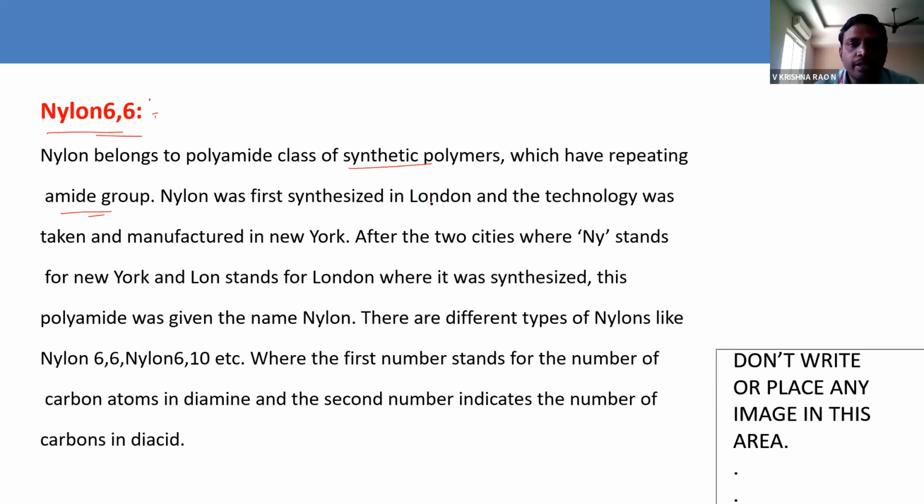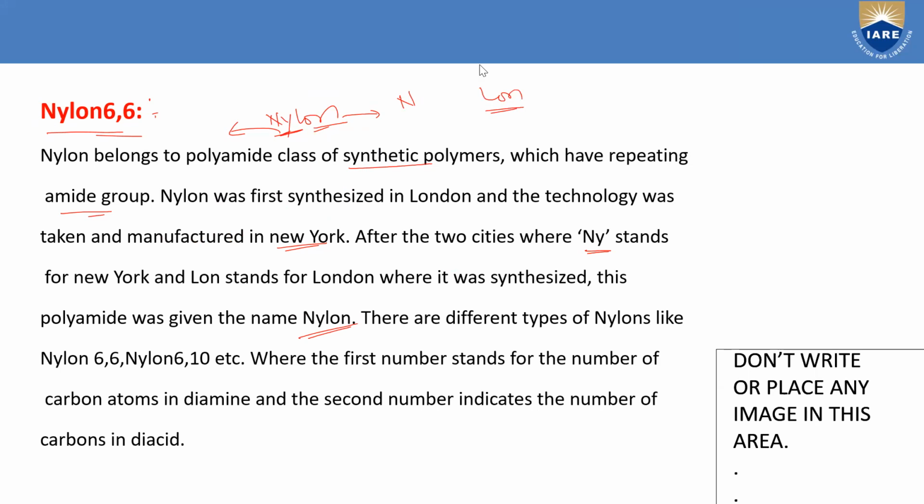It was first synthesized in London, and the technology was taken and manufactured in New York. The name is taken from the two cities: NY stands for New York, and LON stands for London, the first three letters, where it was synthesized. The polyamide was given the name nylon.